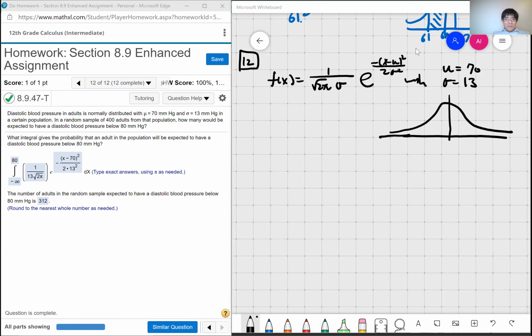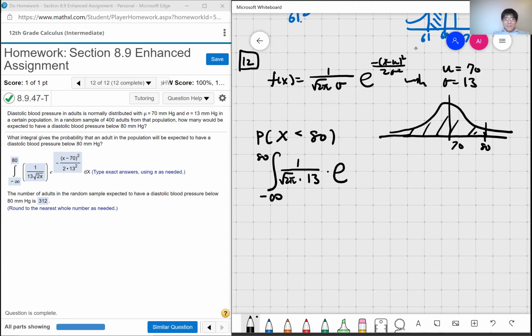Okay, so we need to find the probability for the random variable x to be less than 80. That's going to be negative infinity through 80. So this is what we want to find. The model we are going to use has sigma 13 and mean 70. Again, we cannot integrate this by hand, so we just use a calculator. I'm using the same GeoGebra right now. So sigma is 13, and mu is 70.